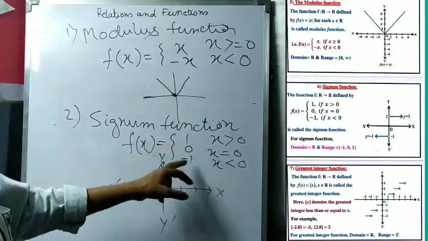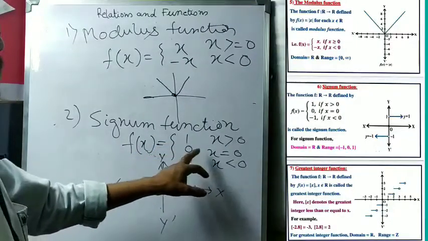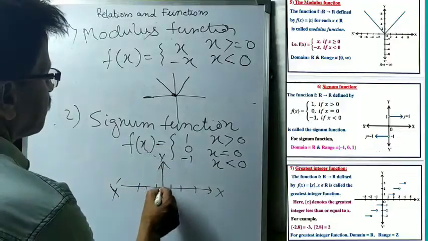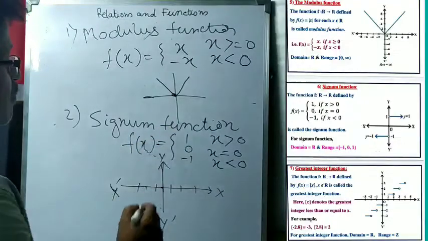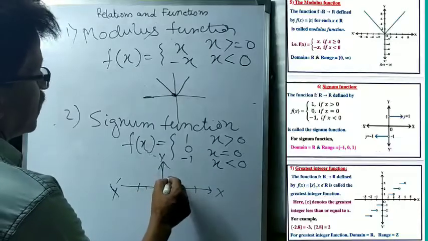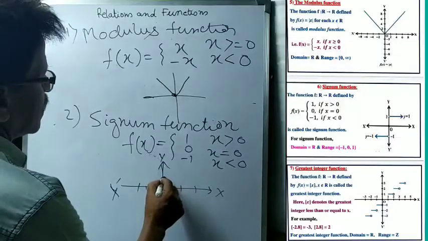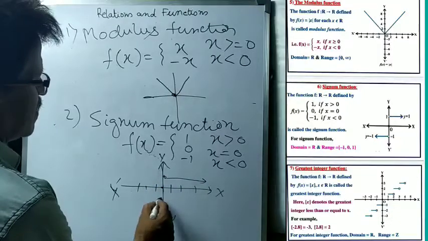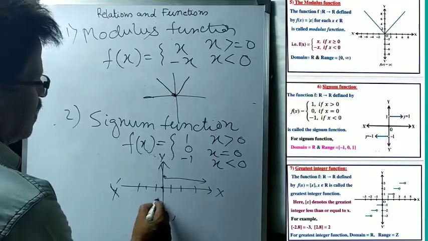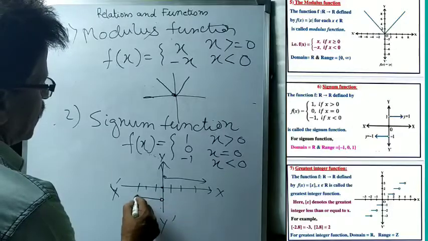For 1 and 0 and minus 1, mind it, this is our 0. f(x) equals 1 means x greater than 0. So all the time the value will be like this, but the line never touches here, and in this case the line never touches here. That means this kind of graph.